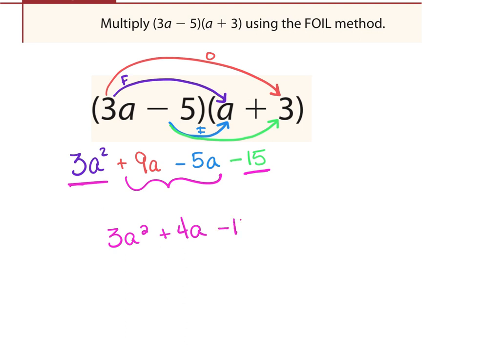All right. So once again, I'm going to say, first terms, 3a times a gives me this. Outer terms, 3a times 3. Inner terms, negative 5 times a. Last term, negative 5 times 3. Combine your like terms, make sure it is in standard form, and then you are done. All right?